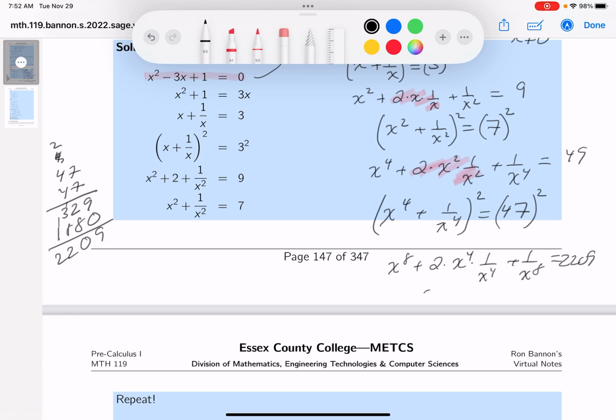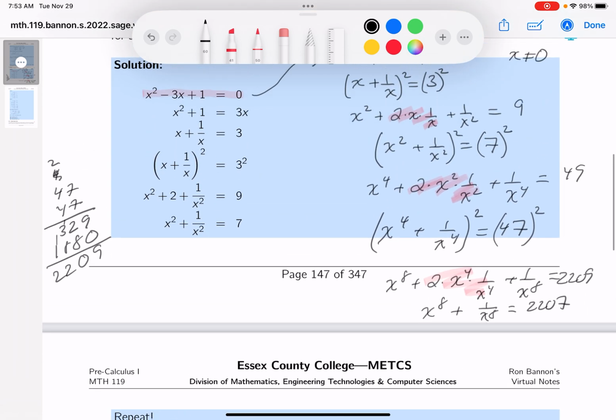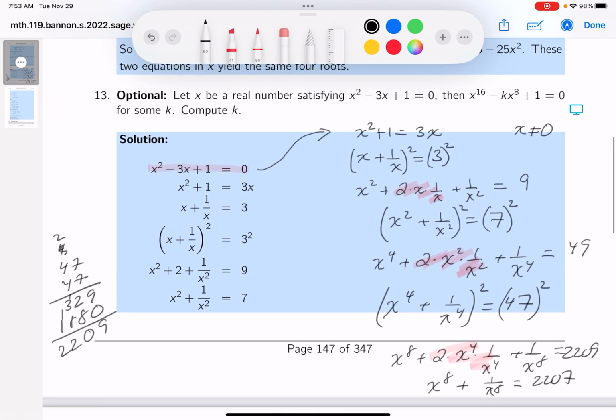What do you get now? x to the 8th plus 1 over x to the 8th, and I want to remind you again, the middle term is just the number 2 because x is not 0. So you get x to the 8th plus 1 over x to the 8th equals 2207. Now, I realize what some students are going to say: what are you going to do, square it again? Not really, and I'll tell you why. I want to get rid of the fraction, and I want to get the 16th power.